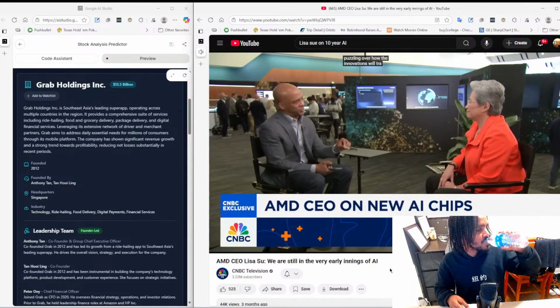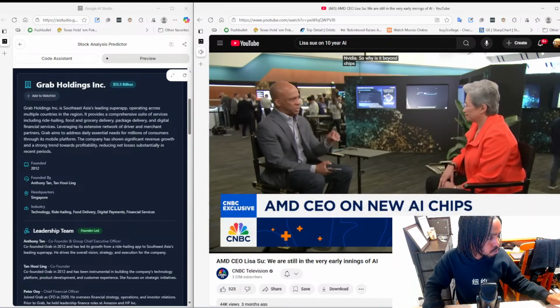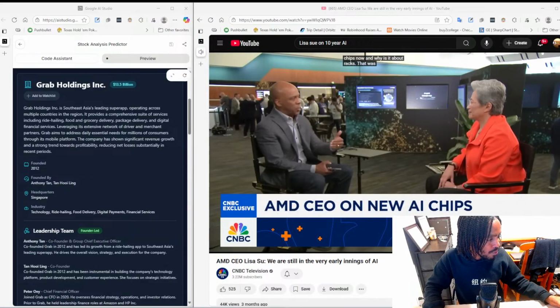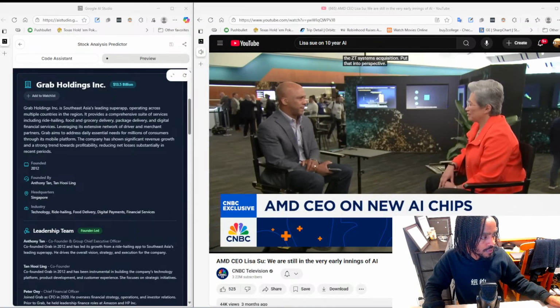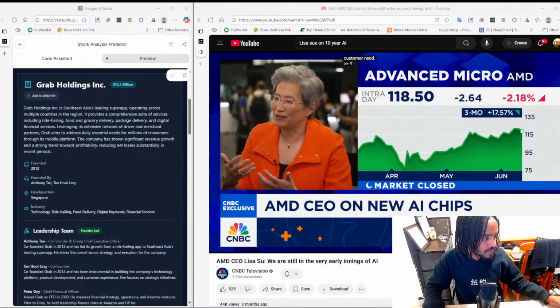So why is it beyond chips now, and why is it about racks? That was a big part of the ZT Systems acquisition. Put that into perspective with the go-to-market and the design component to satisfy the customer need. Yeah, absolutely. So, look, we're really excited about the momentum that we're seeing in the AI market these days.